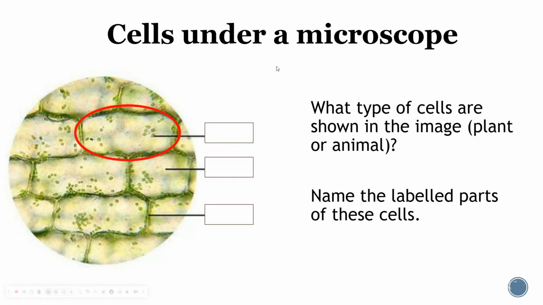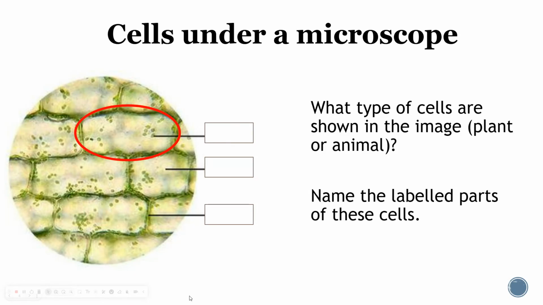So take a minute to try to think about what type of cell this might be. So I'm just selecting this cell here, but they're all the same type of cells here. Is it plant or animal? And then try to label the parts. Try to name the parts that are labeled there. So after pausing the video, here are the correct answers.